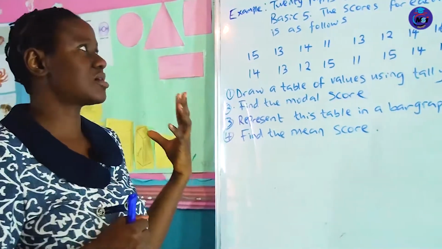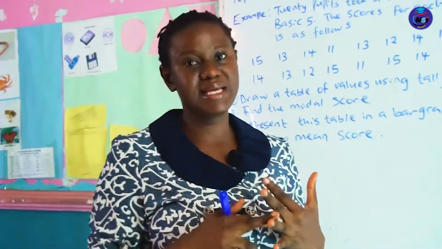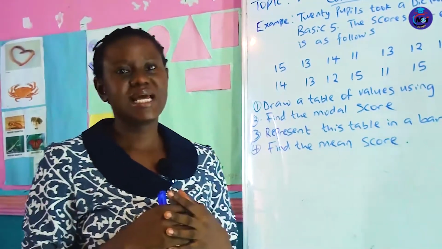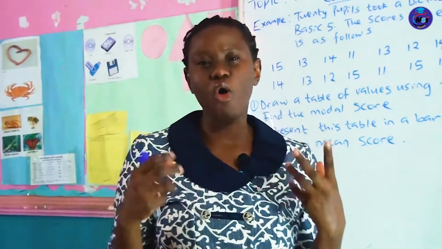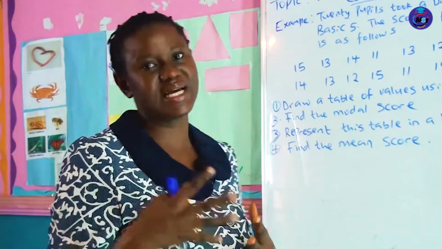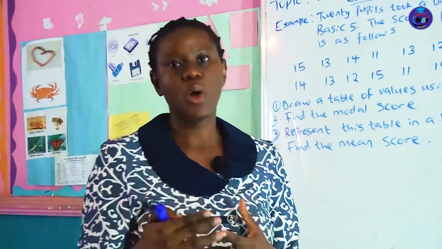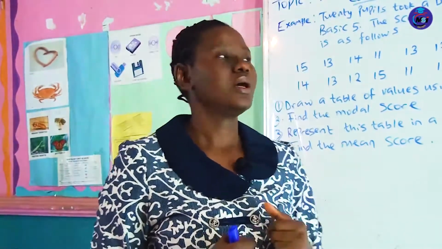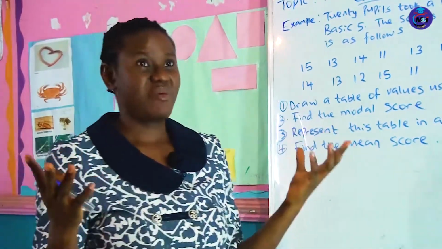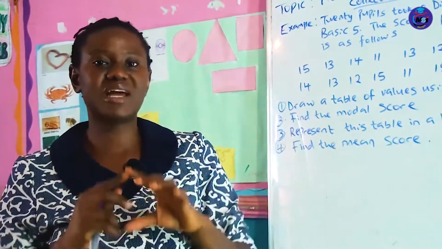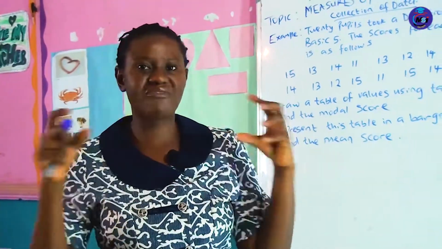I mentioned talking about mean, median, and mode. Now, let me explain this. Mode is the highest occurring number or item in a given data, the number that occurs most. On a bar graph, the highest bar would be the mode. Now, for mean, another name you can call mean is average. So when you are finding the mean, you are just finding the average score or the average of a set of numbers.